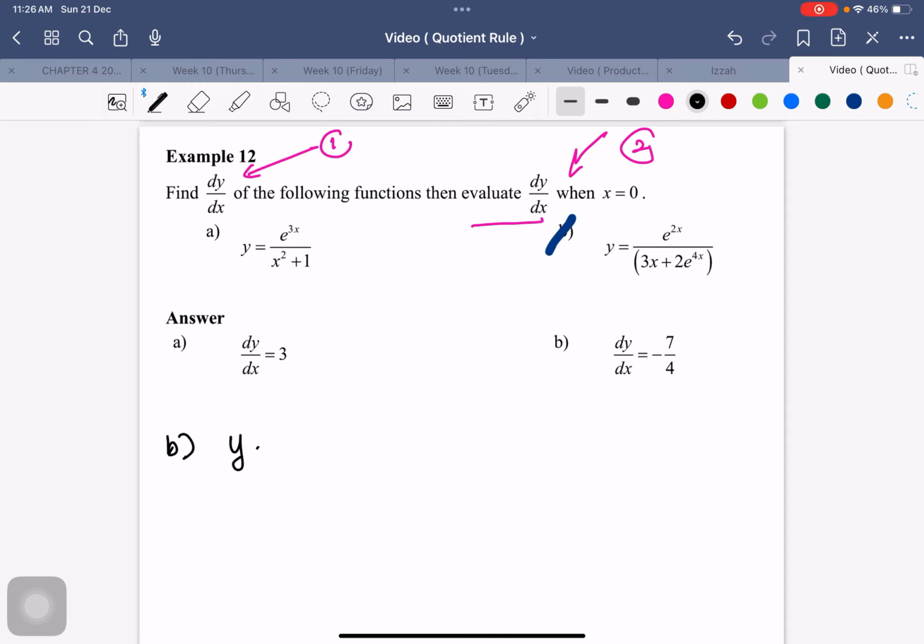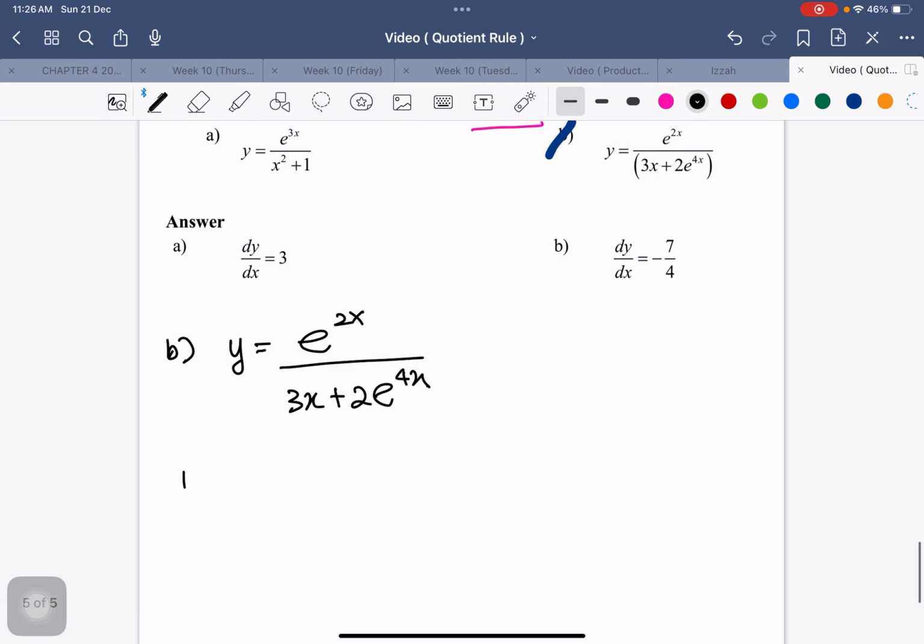Okay, so y is equal to e to x over (3x plus 2) exponent 4x. The first step, you have to identify your u and v. So u is equal to e to x, and your v is equal to (3x plus 2) exponent 4x. Okay, so the second step is we want to differentiate correspondingly.